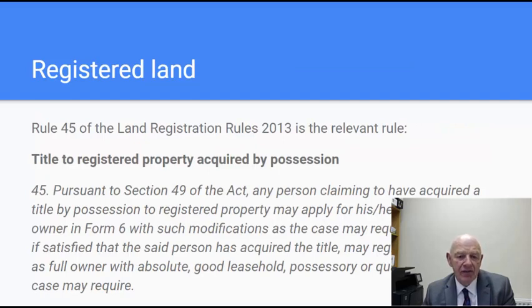Registered land is slightly different. Rule 45 is the relevant rule in the Land Registration Rules of 2013. Title to registered property is acquired by possession pursuant to Section 49 of the Act. So that's the specific piece of legislation, that's the Act. Out of the Act comes the rules. Any person claiming to have acquired a title by possession to registered property may apply and they use Form 6. So you use Form 5 for unregistered land, you use Form 6 for registered land, and you submit the forms to the Property Registration Authority.